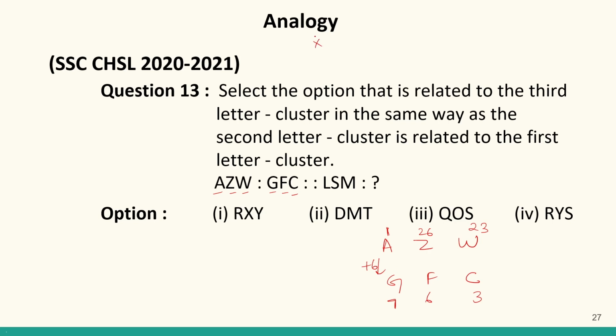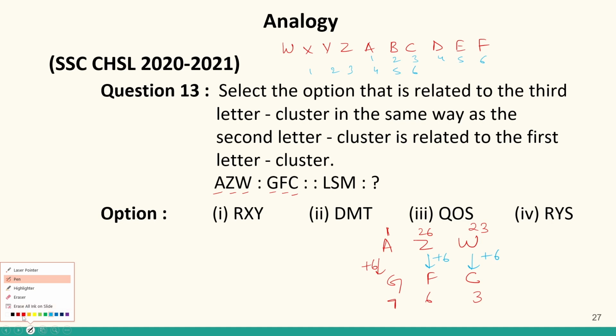Now, here I can see we are going 6 positions forward. From Z, if we are going till F, that means we are going 1, 2, 3, 4, 5, and 6 positions forward. So this is the concept of looping, as I told you. From W, if we are going to C, we are moving 1, 2, 3, 4, 5, 6 positions forward. So here also we are going 6 positions forward. So in each of these elements, we have to move 6 positions forward.